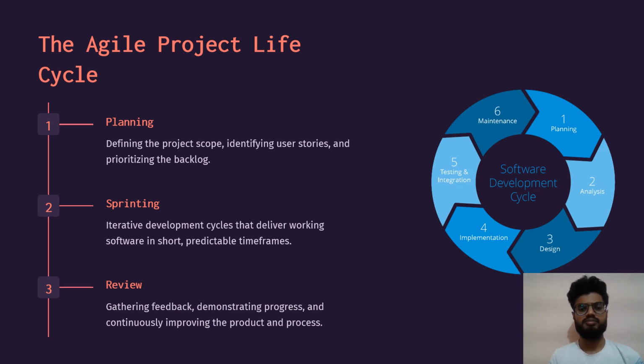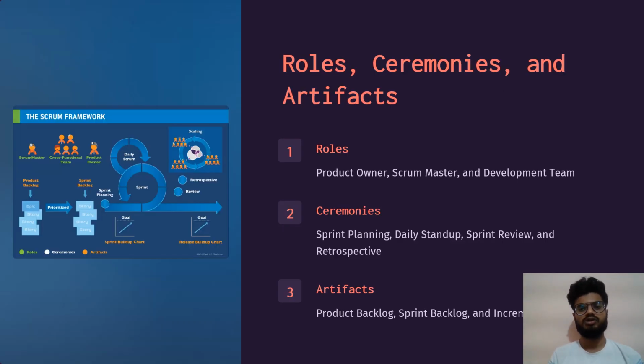These things which we make in planning, and then in sprinting, is the iterative development cycle that delivers working software in short, predictable time frames. So in certain time frames, we give updates on where we are now and what progress we have made since the last model we showed you. And the last one is review: gathering the feedback, demonstrating progress, and continuously improving the product and the processes. So at last, we need to take the feedback from the user, which helps us to improve the product more.